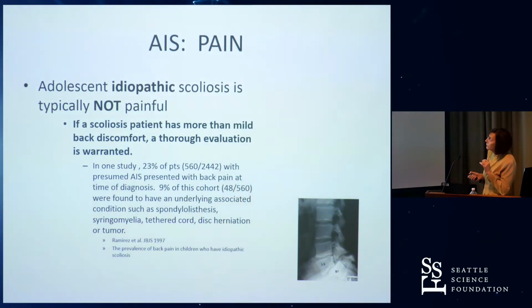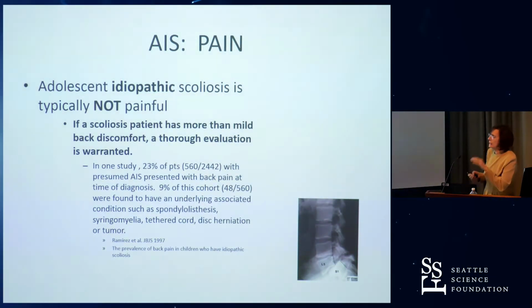So a meaningful number of that cohort, about 10% of the quarter, or 48 of them, were found to have an underlying condition, whether that was spondylolisthesis, a syrinx, a tethered cord, a disc herniation, or a tumor. So the concern that painful scoliosis definitely means you've got something else going on is less than we used to think, but it is certainly a meaningful thing.